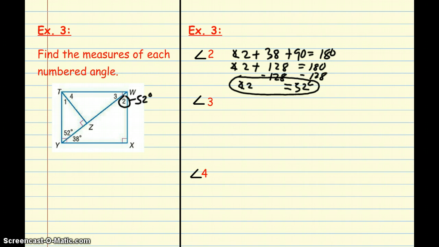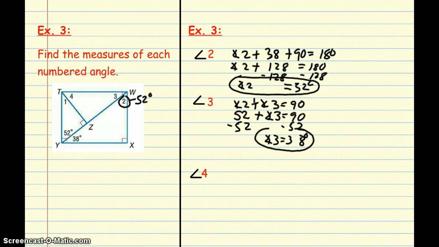And now what do we notice? We notice that angle 2 and angle 3 equal 90 degrees, and we just figured out that angle 2 is 52 degrees. So I'm going to subtract 52. So we get angle 3 is equal to 38 degrees. So here's 38 degrees. Now in this diagram, the last one we have to find is angle 4.